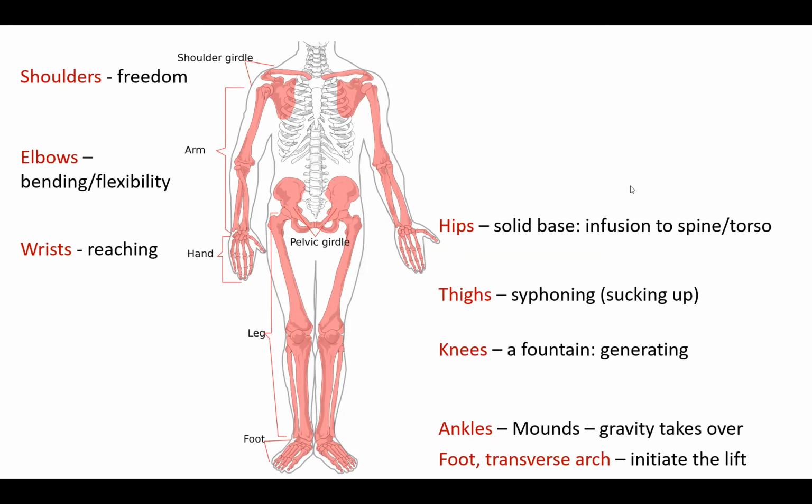Okay? And in the knees, what we have are fountains generating energy to move upwards. And in the thighs, we want to suck it up and move it up, siphon it, just like with the neck. Siphon it up towards the torso so that the hips can give us a solid base, so we can start infusing it into the spine. So that's the establishment of the posture.